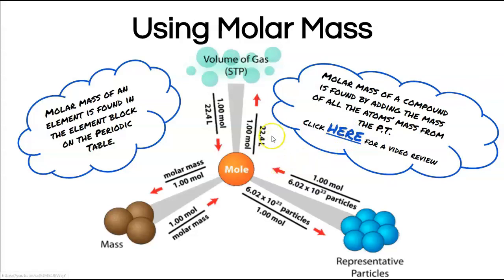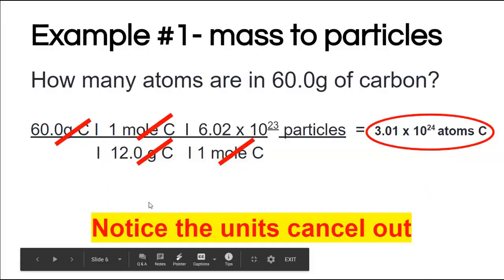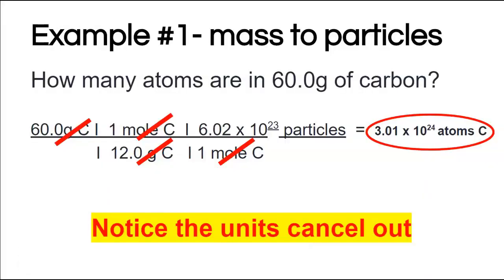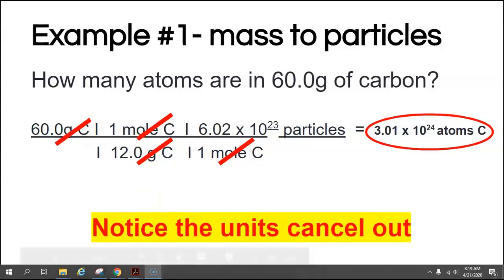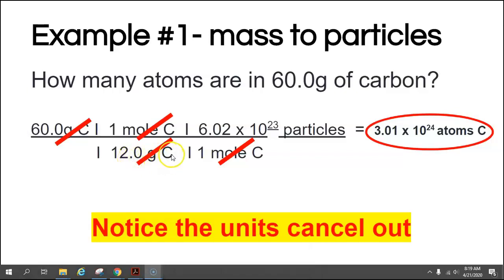So we're going to continue to work with this triangle, and we're going to move from grams to moles and moles to particles. Or we will go from particles to moles and moles to grams. So follow along. Our first problem: how many atoms are in 60 grams of carbon? When I look at my periodic table, I find that 1 mole of carbon weighs 12 grams. I put 12 grams of carbon in the bottom so that it will cancel the grams of carbon on top. 12 grams of carbon is equal to 1 mole. So there's my first step.